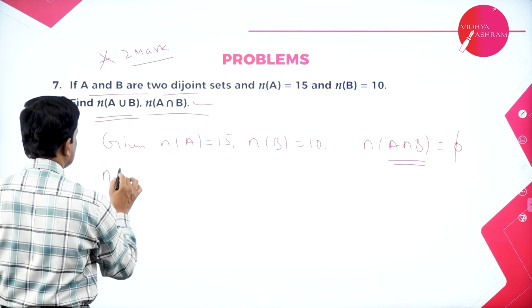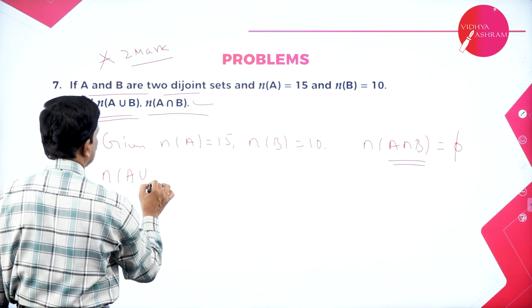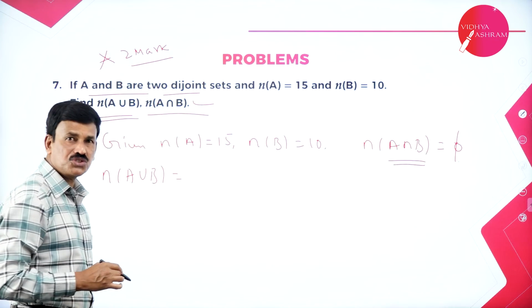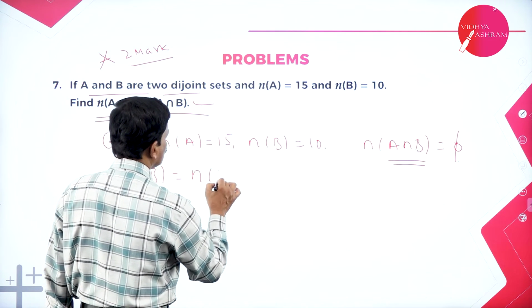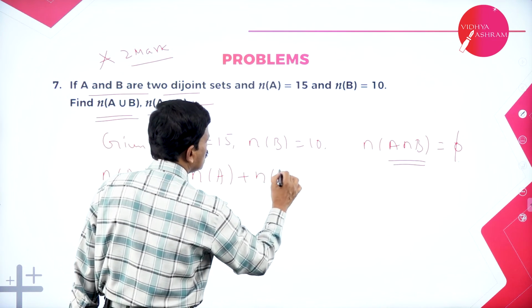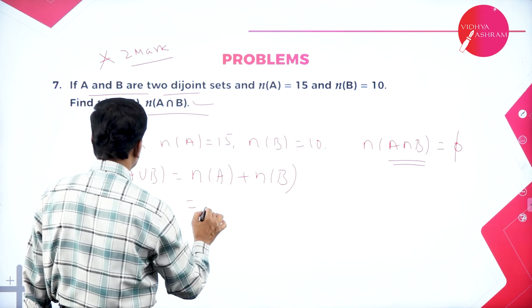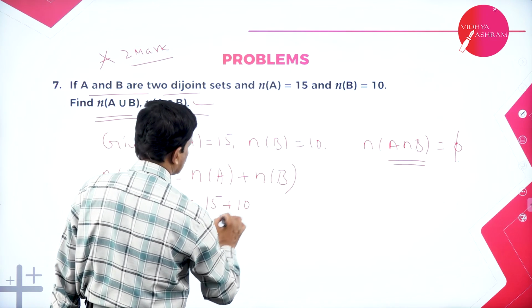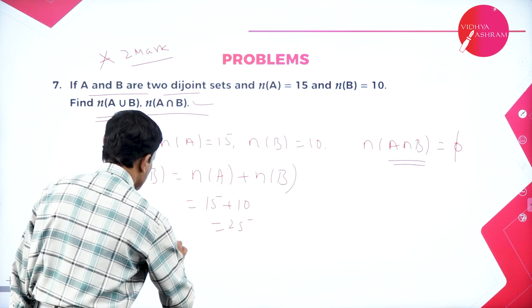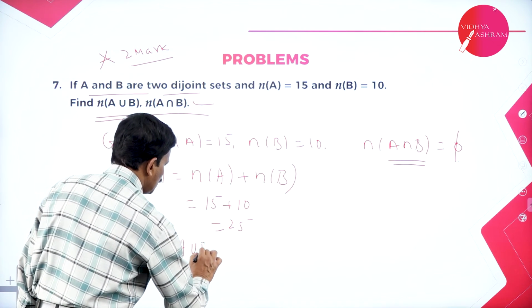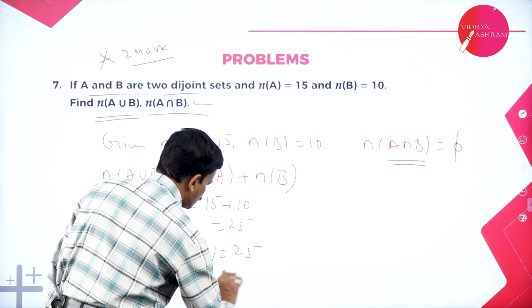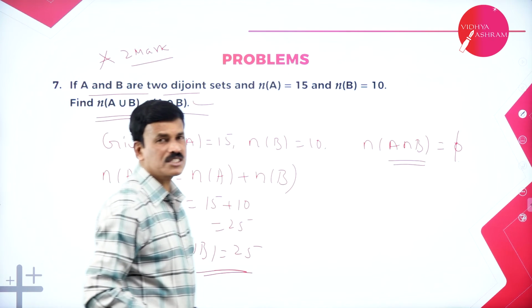And the second part is n of A union B is equal to, for a disjoint set, n of A union B is equal to n of A plus n of B. What is n of A? 15. n of B is 10. This is equal to 25. So therefore, n of A union B is equal to 25. That's it. This is very simple 2 marks.